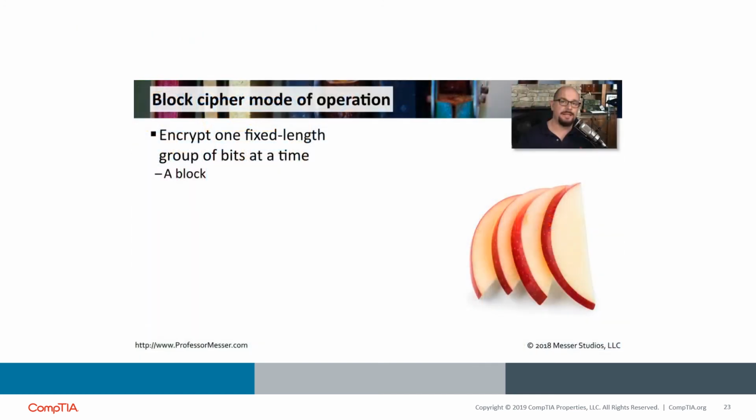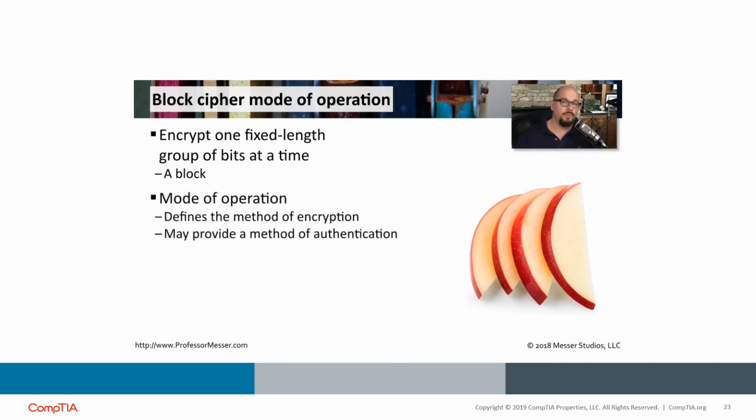One way of encrypting data is encrypting a block of information at a time. We would take a single piece of information and cut it into single-size blocks, and then perform encryption on a single block at a time. This encryption can be done in many different ways. We call this a mode of operation, and it defines how that encryption process will occur.